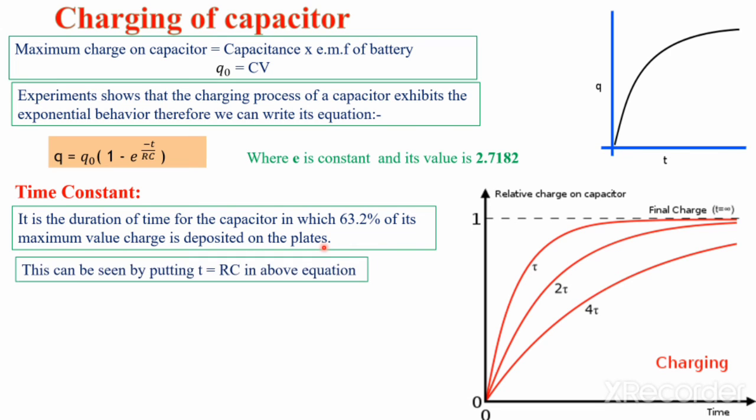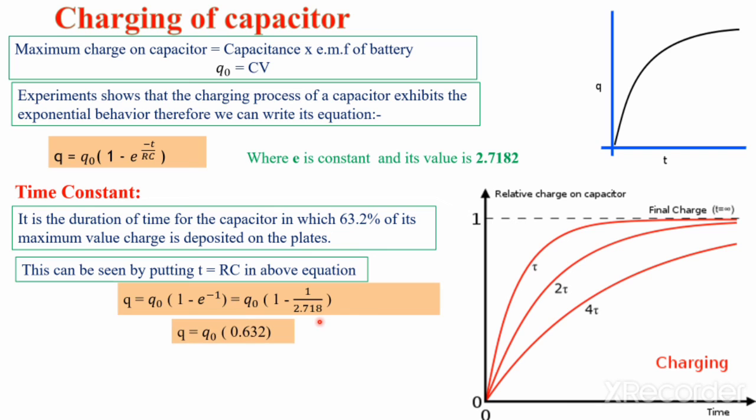We can prove this by putting time t equals RC in this equation. RC divided by RC, then we get e to the power minus 1. Q equals Q0 times (1 minus e to the power minus 1). That is Q equals Q0 times (1 minus 1 upon 2.718). And we get Q equals Q0 times 0.632. In percentage, we can write Q equals 63.2% of Q0.